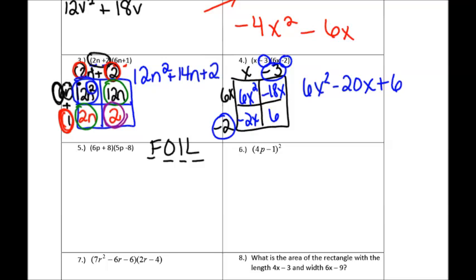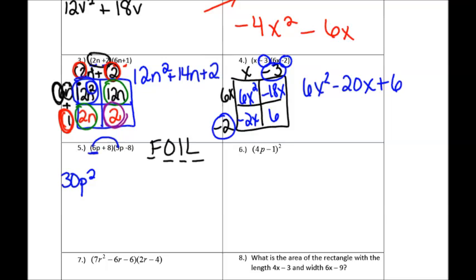I'm going to look at the first term right here, this 6p, and I'm going to kind of double distribute that to the second term. So I'm going to multiply the first two terms together. This is where the F comes from. 6p times 5 is 30p. P times p is p squared.